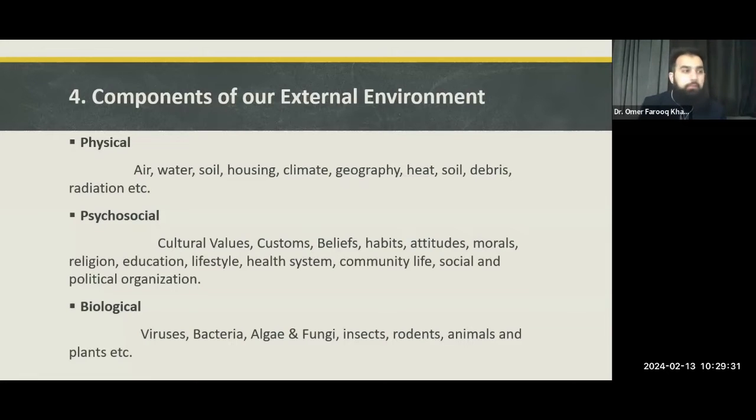Whatever the physical component is, whether it's a man-made physical component, any kind of abiotic physical component, or even a biotic physical component, if it is a physical component, it comes under the umbrella of this type of component. So air, water, soil, housing, climate, geography, heat, debris, radiation, etc., and many more things, these constitute our physical environment. Then there is the psychosocial environment.